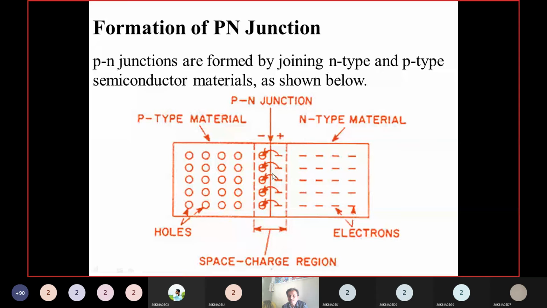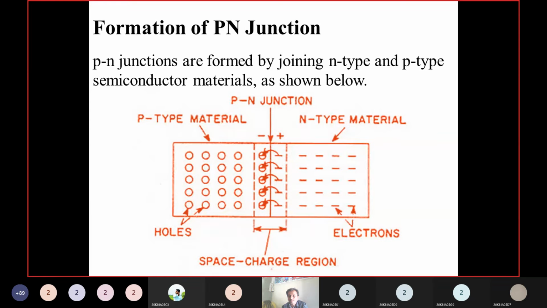So due to this positive ion core and negative ion core, some space charge region will be developed. That means some electric field will be developed due to the positive ion core and negative ion core. Due to that electric field, whatever free charge carriers are inside this space charge region will be sent out.